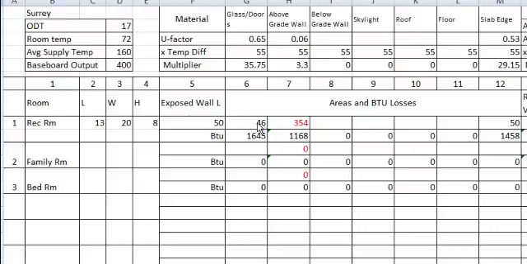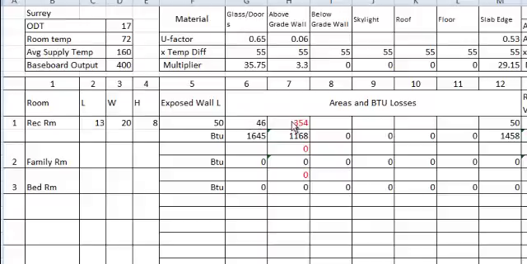Then we have 46. Number 46 is listed here. This is an actual area of glass, right? So it's under our glass column, and that 46 represents the addition of the two windows that are in our example. One is 12 square feet and the other is 34, and those added together come to 46.